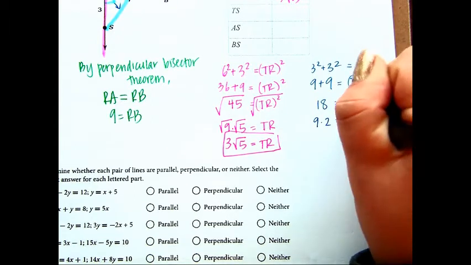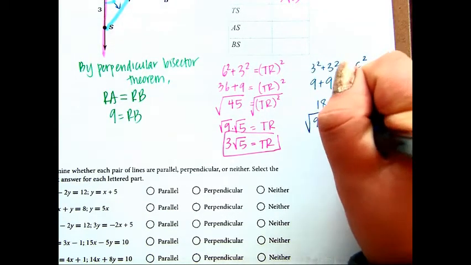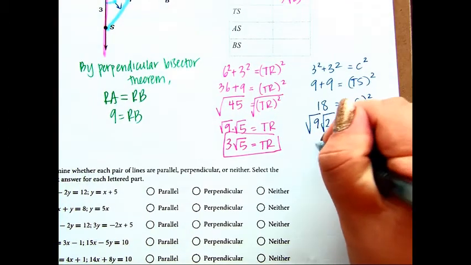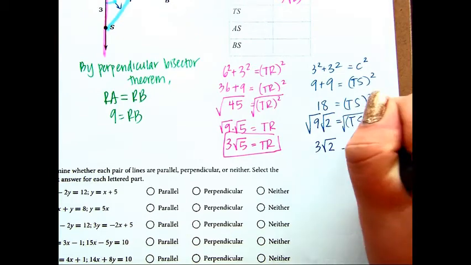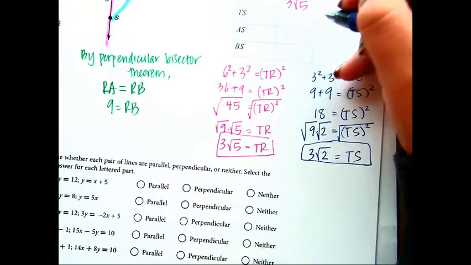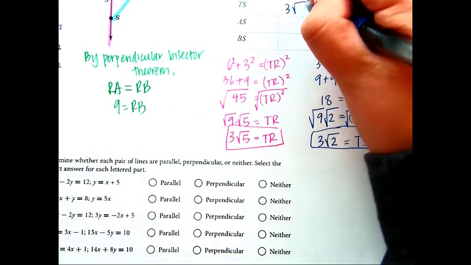So 9 times 2 equals TS squared. And if I take the square root of both sides, I'm going to take the square root of each of those parts to simplify my radical. Square root of 9 is 3. Radical 2 is TS. So this is my exact answer if you want to type that into a calculator to figure out what that is as a decimal. That's fine.